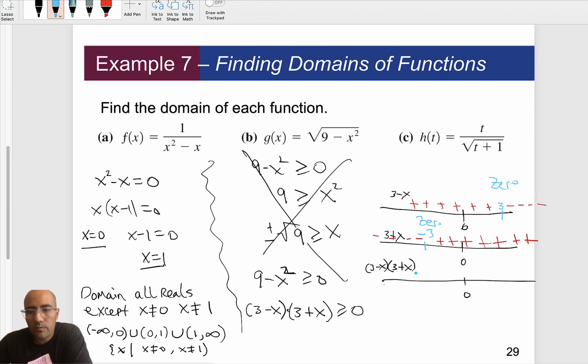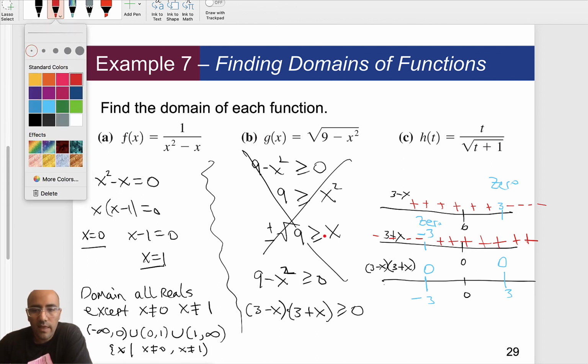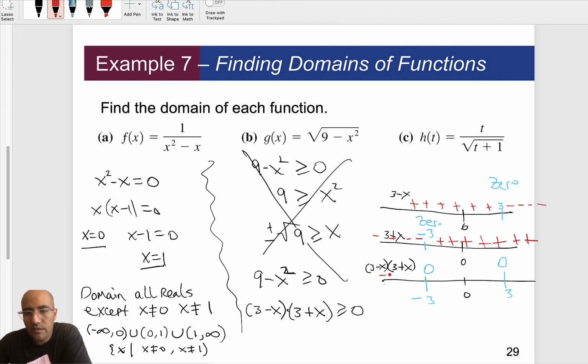Okay, so now the multiplication of the two, I'm going to get a 0 here, and a 0 here, at 3 and negative 3. And then if I pick values that are to the left of negative 3, I'll end up with a positive times a negative, which means that these will be negatives. If I pick values in between here, I'll get a positive times a positive, which means that these will be positives. And if I pick values over here, I'll get a negative times a positive, which will be equal to a negative.